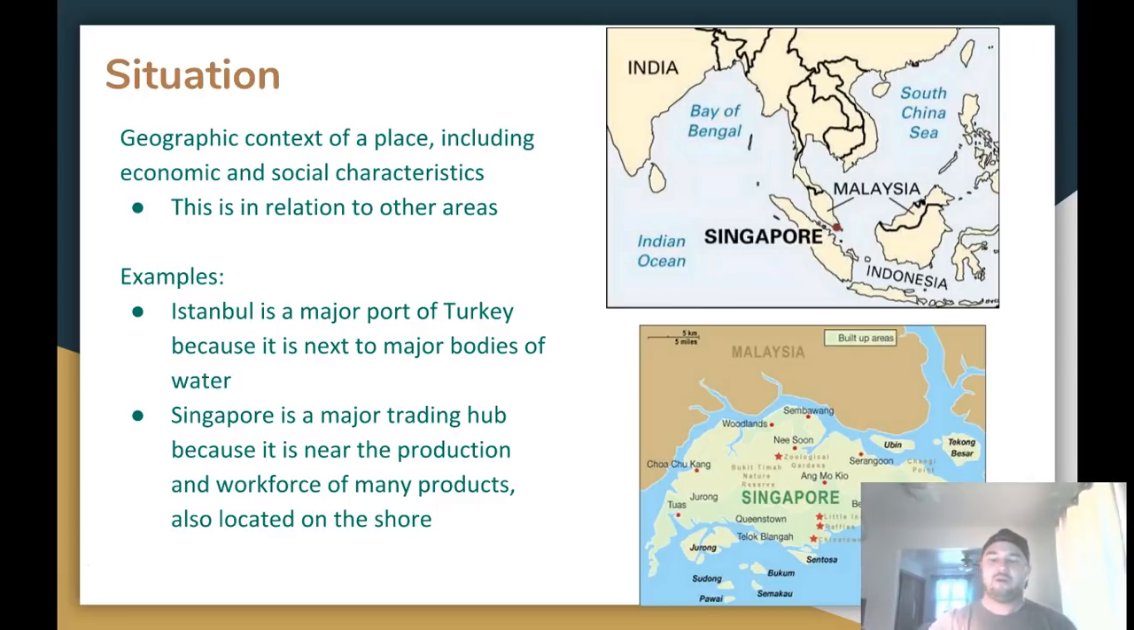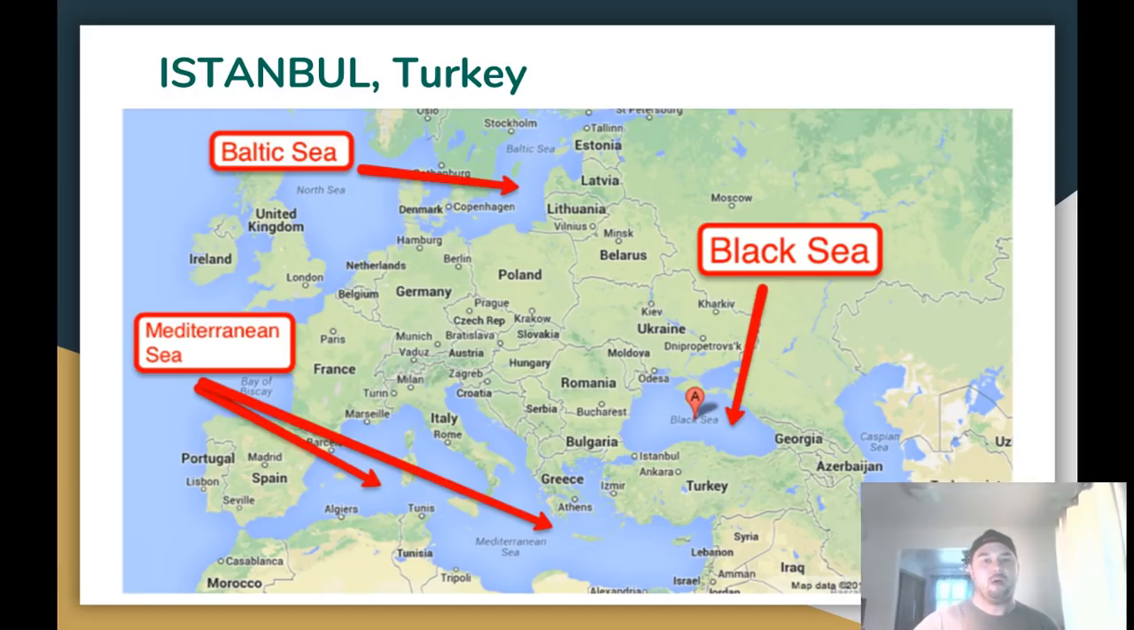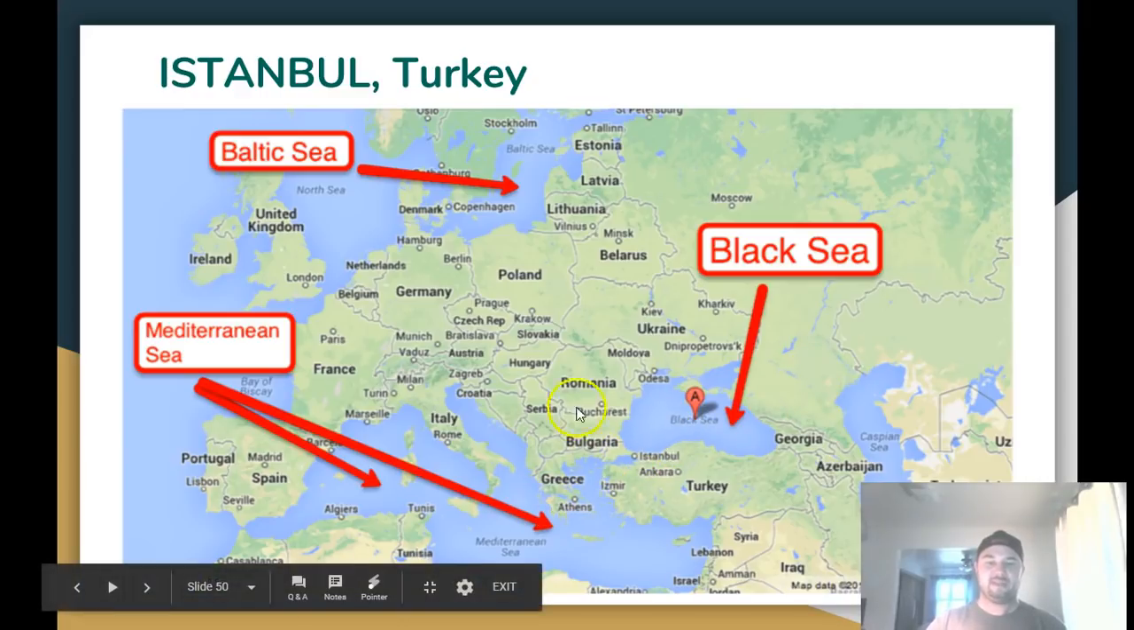Remember, the good thing about Istanbul, we looked at before, the good situation that it's in. It's in between these two major seas. It's also at the crossroads between Europe and the Middle East and the rest of Asia. So people would always travel through here.